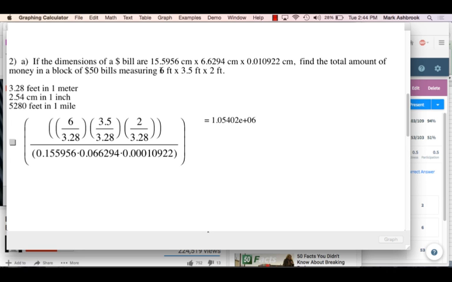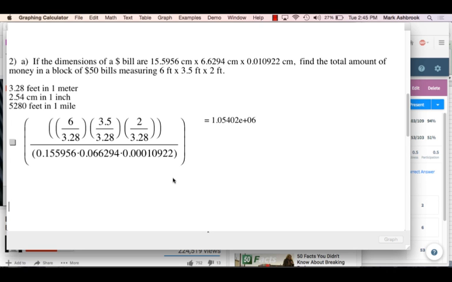Then I came down here and I looked at these, and I know to get the dimensions of a bill in meters, 15 centimeters is going to be some fraction of a meter, right? So we know that there's 100 centimeters in a meter. So the fraction that 15 is of 100 is 0.155956. That's how many meters long a bill is. And then this is the width of a bill in meters, and then the thickness of a bill in meters. So that denominator is the volume of a bill.